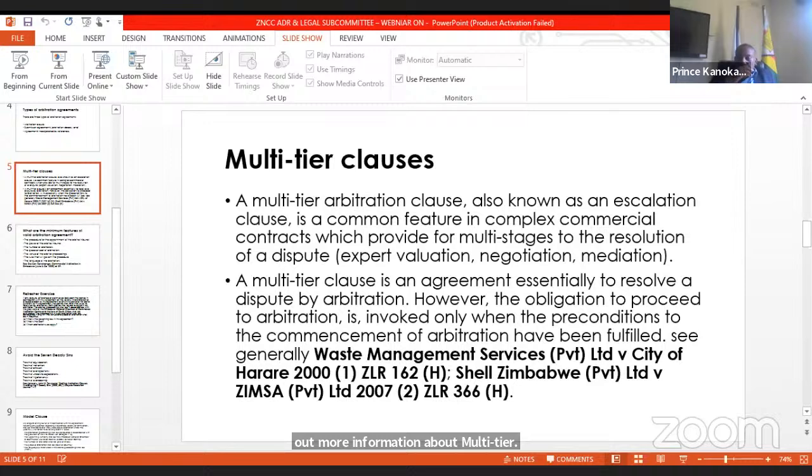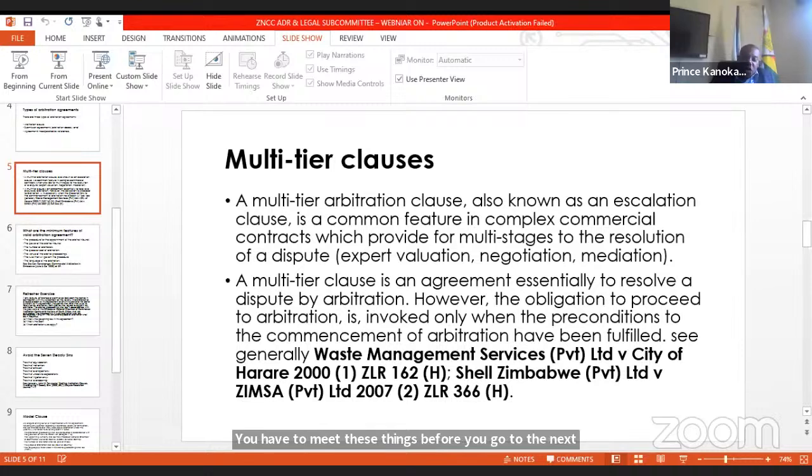Now, I just want you to know that the obligation to proceed to arbitration can only be invoked or brought into effect if these preconditions are met. If there are any lawyers here, they'll understand when we're talking about these preconditions. You have to meet these things before we go to the next step. Otherwise, there'll be no arbitration agreement.